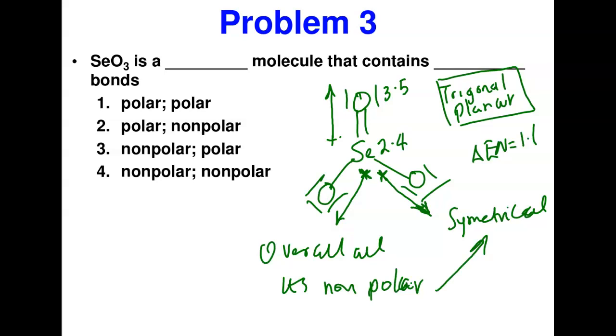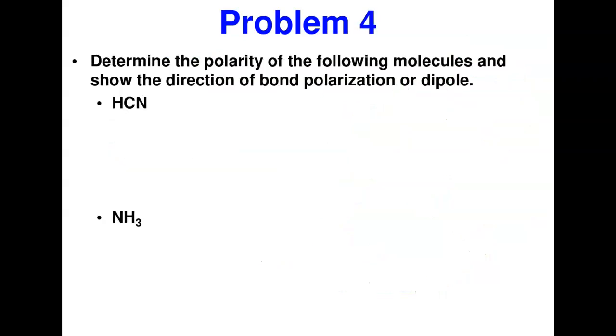So we can now say that selenium trioxide is a non-polar molecule that contains polar bonds. So number 3 will be that it contains polar bonds. It contains 3 polar bonds, but because it's symmetric, it is not a polar molecule. So that is what is there.